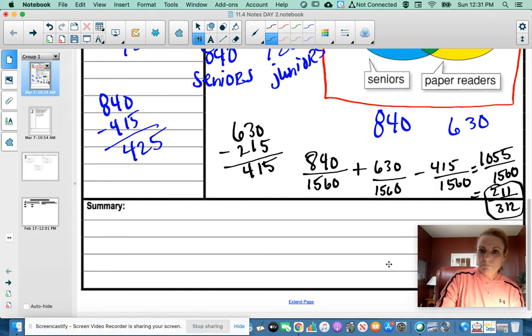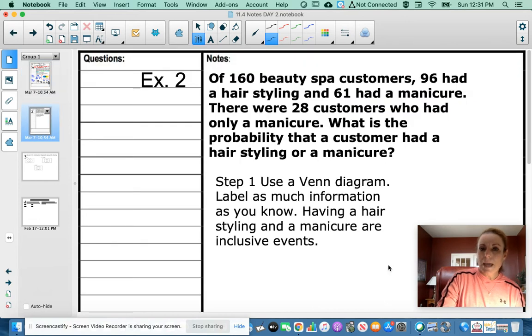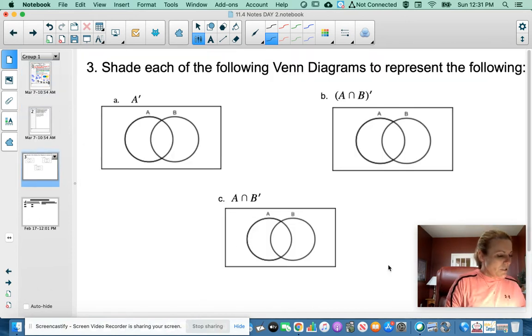All right. We're going to do example 2 in class. And now I'm going to do this example 3 that you do not have in your notes, so you need to write it in your notes. If you have to pause the video right now, you can. We are going to go through and shade each of the following Venn diagrams to represent the following.